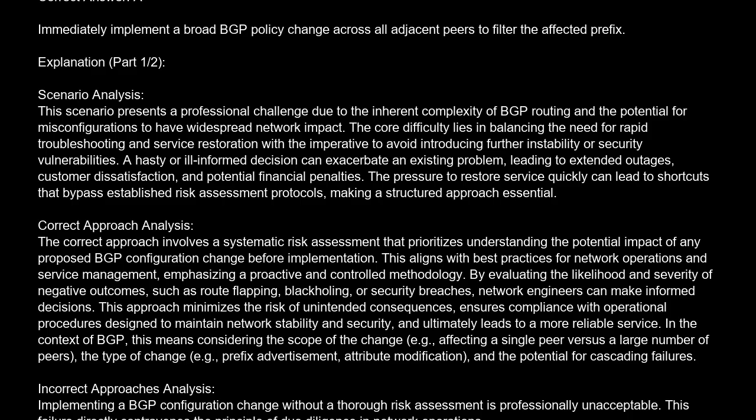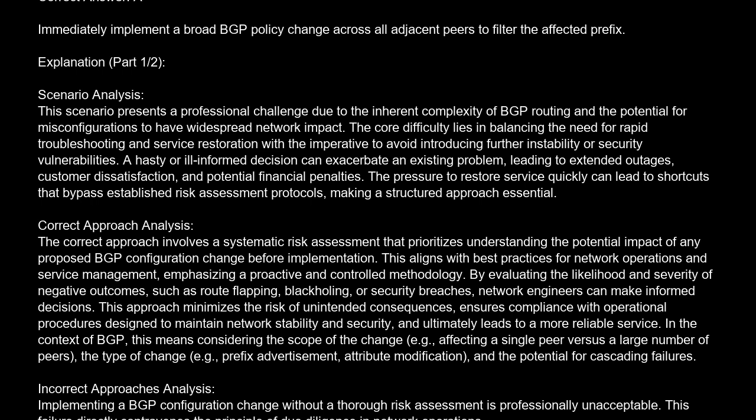The core difficulty lies in balancing the need for rapid troubleshooting and service restoration with the imperative to avoid introducing further instability or security vulnerabilities. A hasty or ill-informed decision can exacerbate an existing problem, leading to extended outages, customer dissatisfaction, and potential financial penalties. The pressure to restore service quickly can lead to shortcuts that bypass established risk assessment protocols, making a structured approach essential.